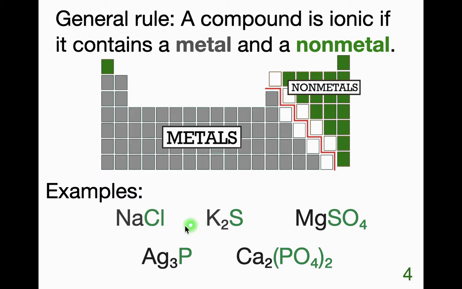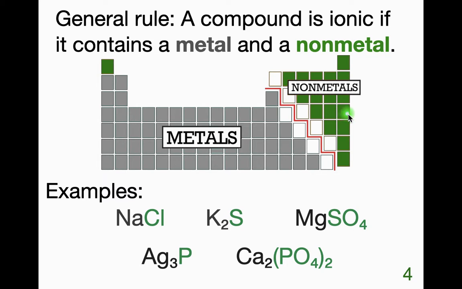Does it contain a metal? So sodium chloride, so sodium's a metal, potassium's a metal, magnesium's a metal, calcium's a metal, silver's a metal, so it's an ionic compound. Now the metals by themselves are not compounds. And the bulk of this unit will be over covalent bonds, and those are nonmetals that are covalently bonded.